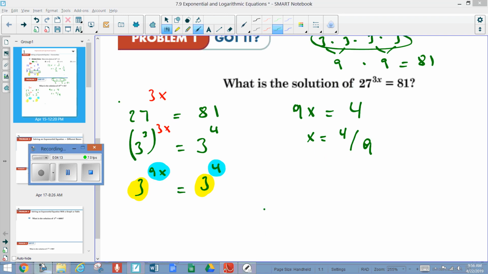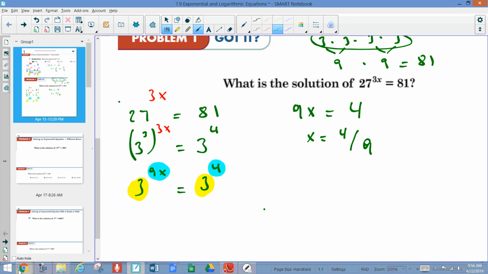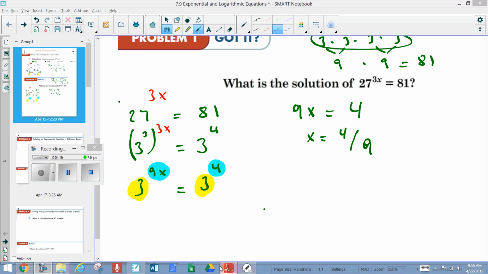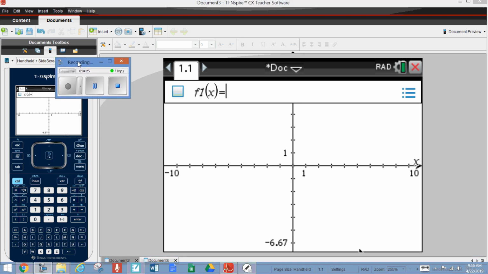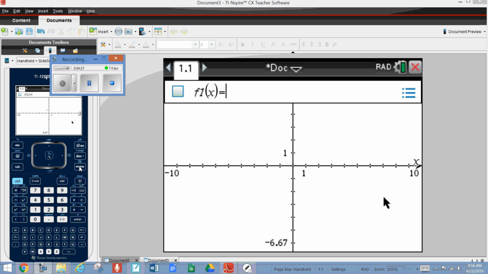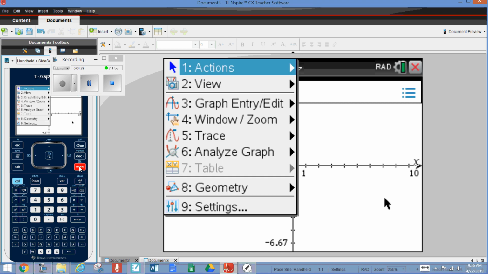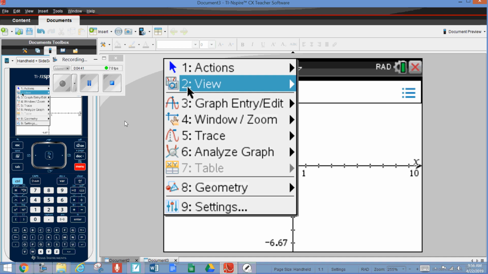It would be like 2. Get your calculators now. Okay, so we're going to type that into your calculator. All right, pay attention. Silence.